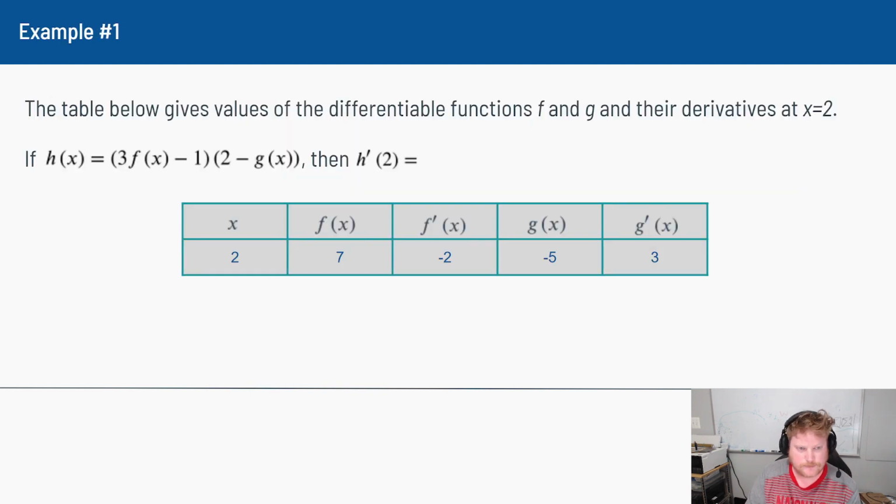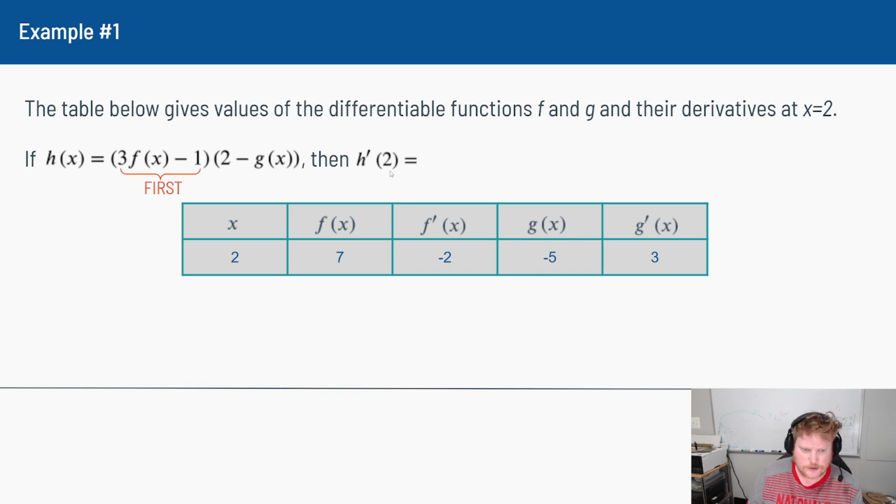Let's look at an example. So we have a table of values, okay? We have x being equal to 2, f of x is 7 when x is 2, f prime is negative 2, g is negative 5, and g prime is 3. And we're being asked here to evaluate the function h of x, which is defined in terms of f and g, okay? There's a product going on here, right? And we want to find the derivative of h at 2.